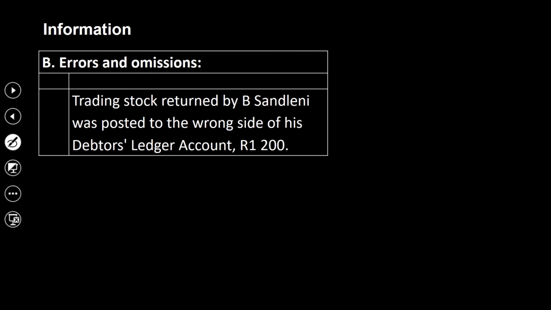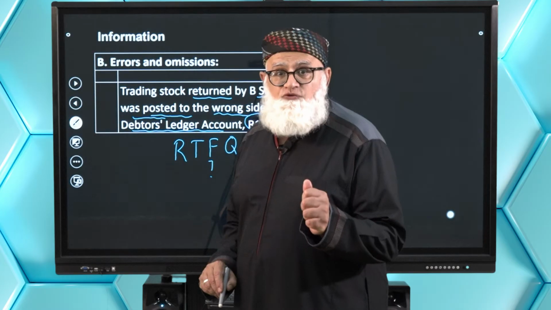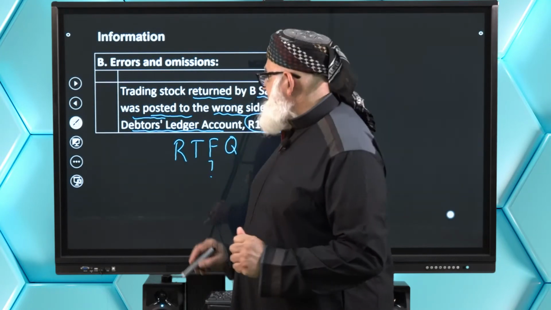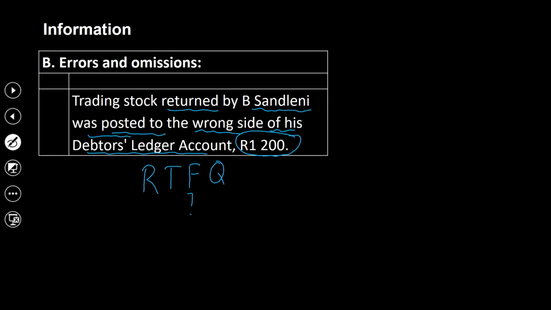Trading stock returned by Sandleni was posted to the wrong side of his debtors ledger account, 1,200. Read the transactions. Remember what we said. Very important. Let's remind you. RTFQ. Read the full question. Understand what you are doing. Right, it says here, trading stock returned by Sandleni. That means a debtor returned goods to us.